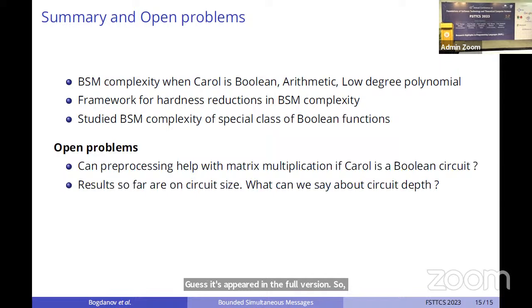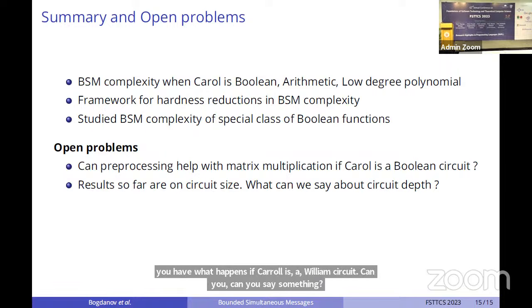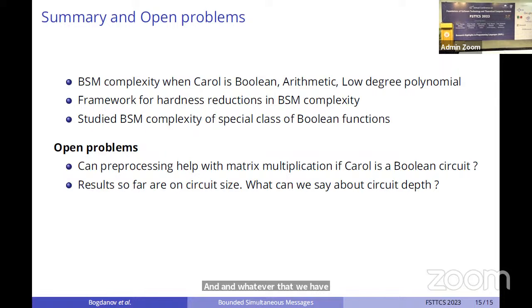And in terms of open problems, one question that we really wanted to answer was, what can you say in the setting where you want to do matrix multiplication? What happens if the carule is a Boolean circuit? Can you say something? Whatever we have said so far is only about the size. We did not look at the depth. So what can you say there? These are a couple of questions, and thank you.